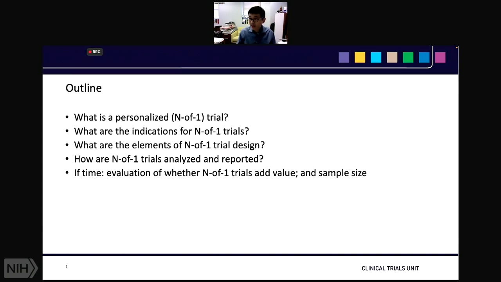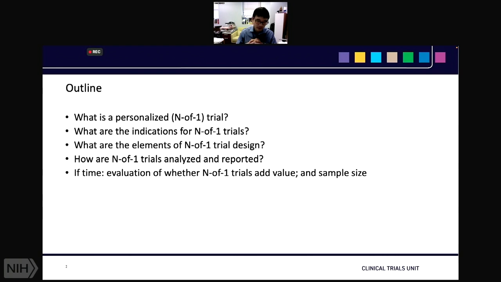In this presentation, these are the few questions that I'd like to address. First, we want to have a definition of what an N-of-1 trial is, or a personalized trial. Second, what are the indications for N-of-1 trials? When will N-of-1 trials be applicable and when will they not be applicable? And third, what are the study design elements of an N-of-1 study? What factors do we need to consider when we plan such studies?